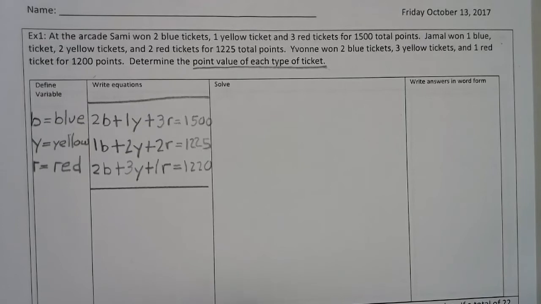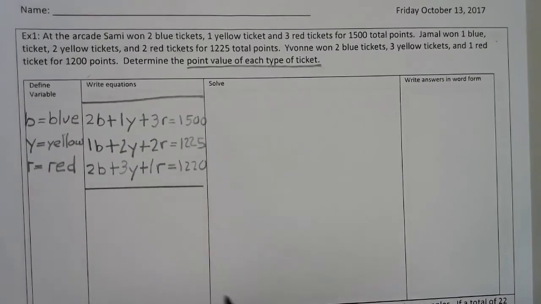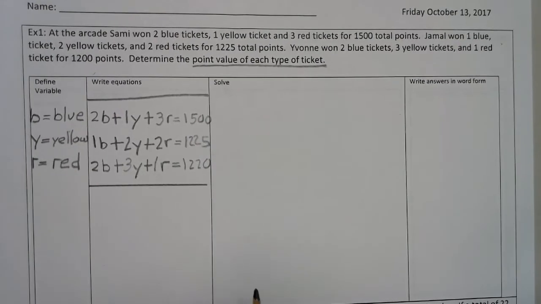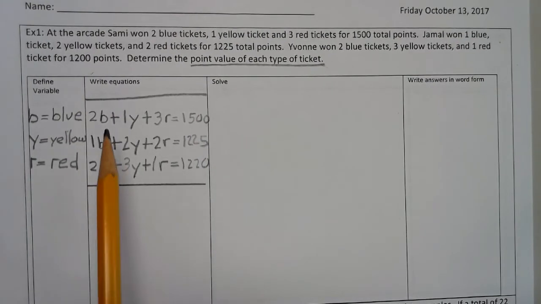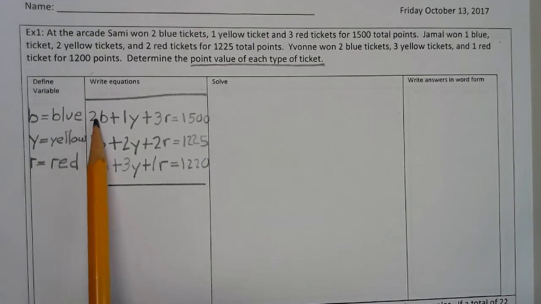Now step 3 says solve the system. So to solve the system, we look to eliminate. There's no negative, so we're going to have to multiply by negative. Now I'm looking at equation 1 and 3 because they both have a 2b. So if I multiply the third equation by -1, we can eliminate the b's.